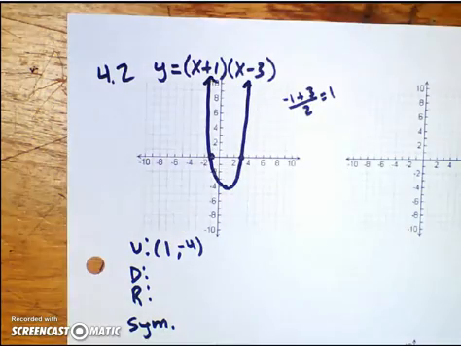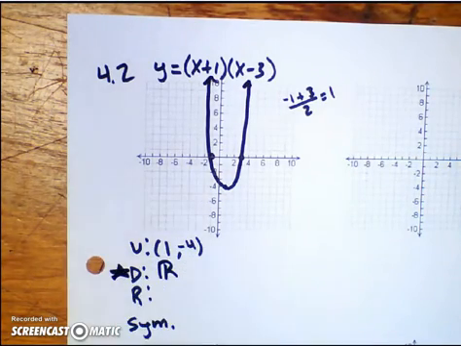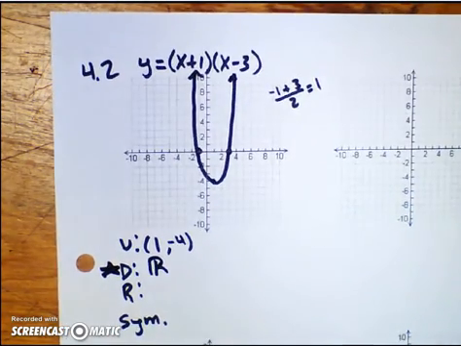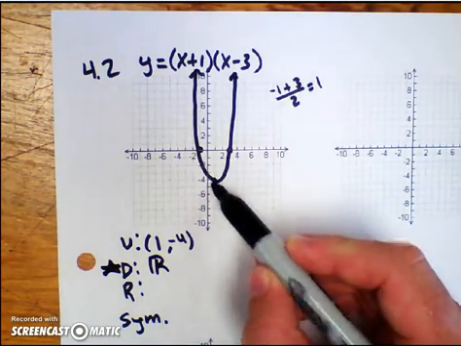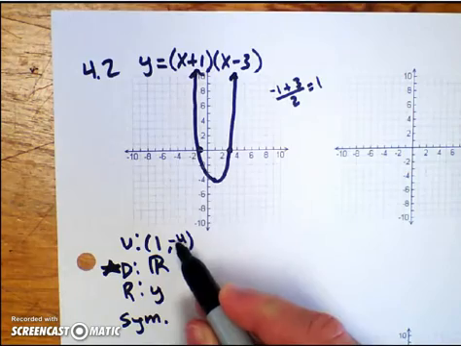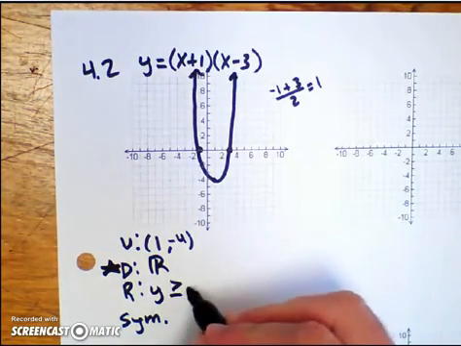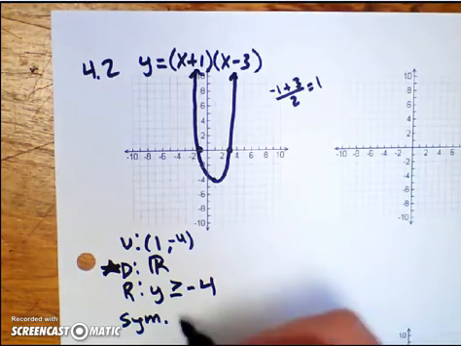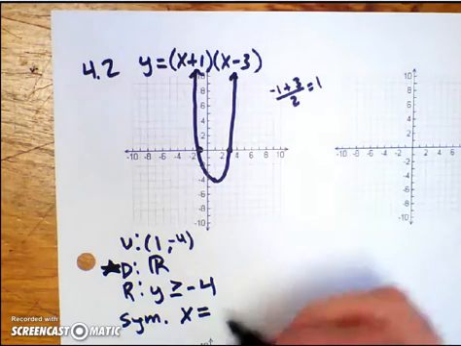Now your domain, just like all the other quadratics, is all real. So maybe put a little star next to that to indicate that's not going to change ever. Your range still depends on your vertex y value, which is -4. And since it's everything above that -4, it's greater than or equal to. Then your axis of symmetry is what splits this graph directly in half, which is at x equals 1.